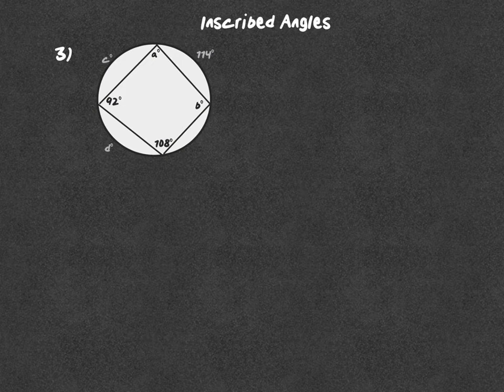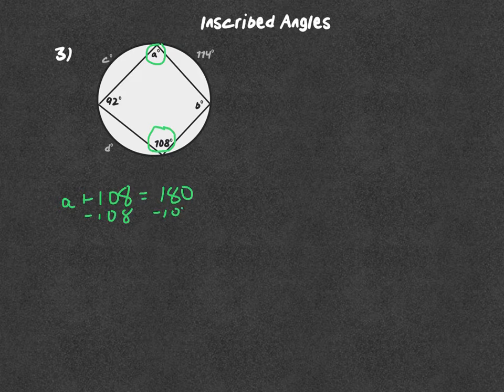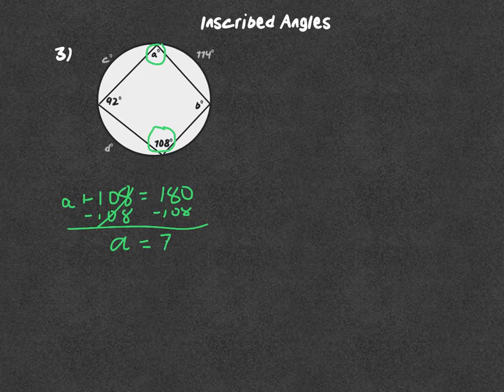Inscribed angles. For this first example, we need to find A, B, C, and D. For the first one, to find A, the opposite angles of a quadrilateral that's inscribed in a circle are supplementary, so A plus 108 is equal to 180. So subtract the 108, and A is equal to 72.